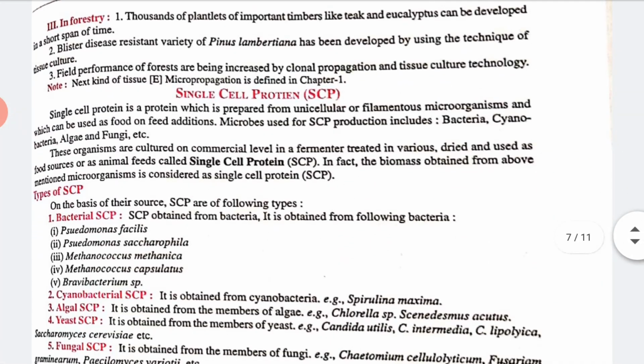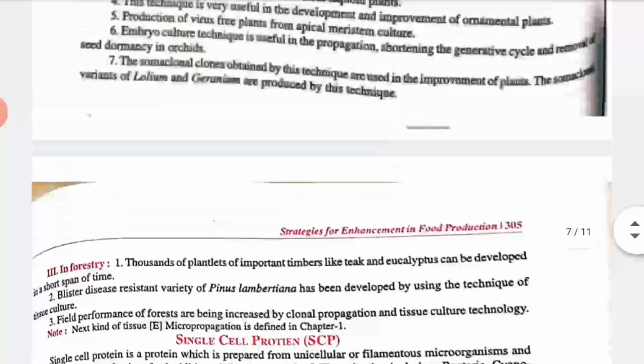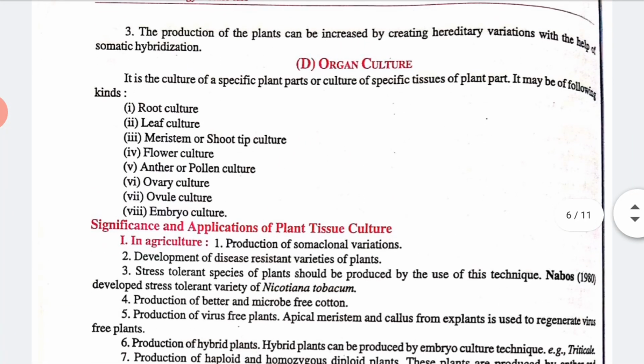Okay, yes, so we'll go to our next topic, that is organ culture. So what is organ culture? Organ culture means when a plant is capable of producing specific tissues or plant parts. It may be of the following kinds: root culture, formation of root is root culture, leaf culture, meristem or shoot tip culture, flower culture, anther and pollen culture, ovary culture, ovule culture, and embryo culture. In this way, it means the formation of different types of specific tissues and plant parts.